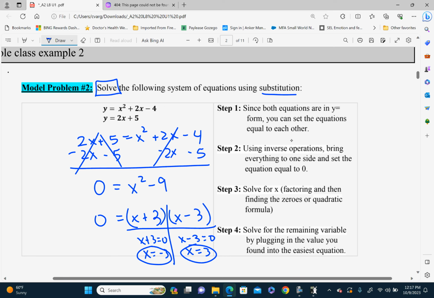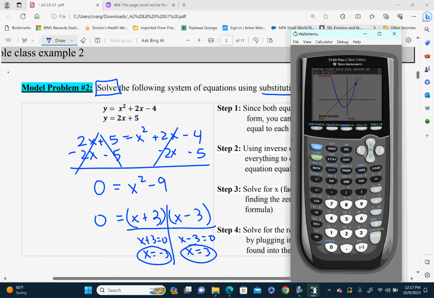Since it says solve the following system of equations, and the equations have an x and a y, I need to figure out what my y's are. So I kind of go through and cheat. I've already done it, right? This is the same problem from above.